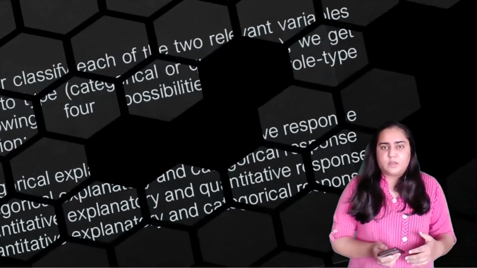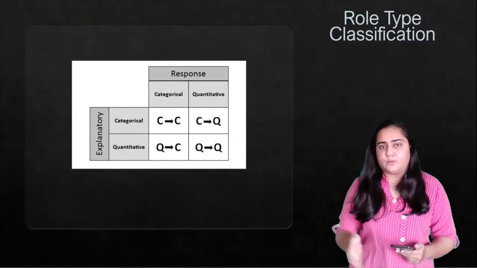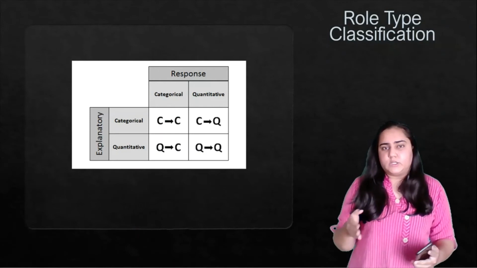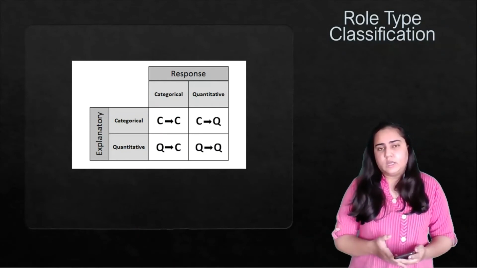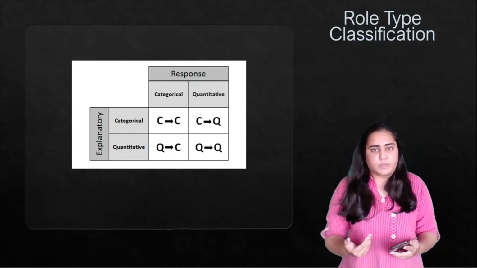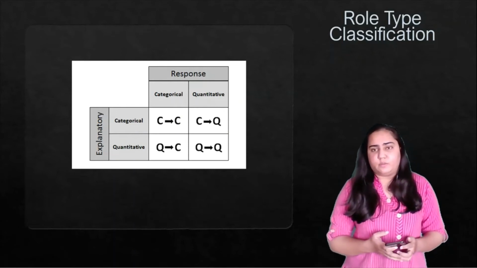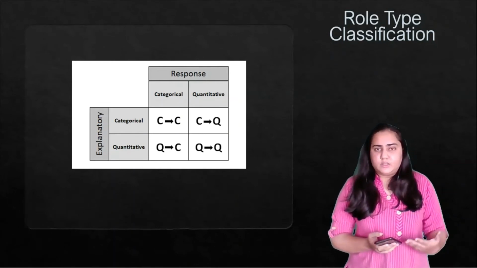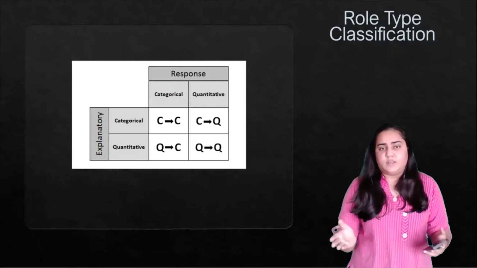This can be more easily understood by this table right here. So usually we just call it C determines C, or C determines Q, Q determines C. So C to C means we are talking about both the independent and dependent variables being categorical. And once again, I've explained what categorical variables are in my previous video, but I'll quickly tell you what that means. A categorical variable is a variable that you can divide into categories or labels.